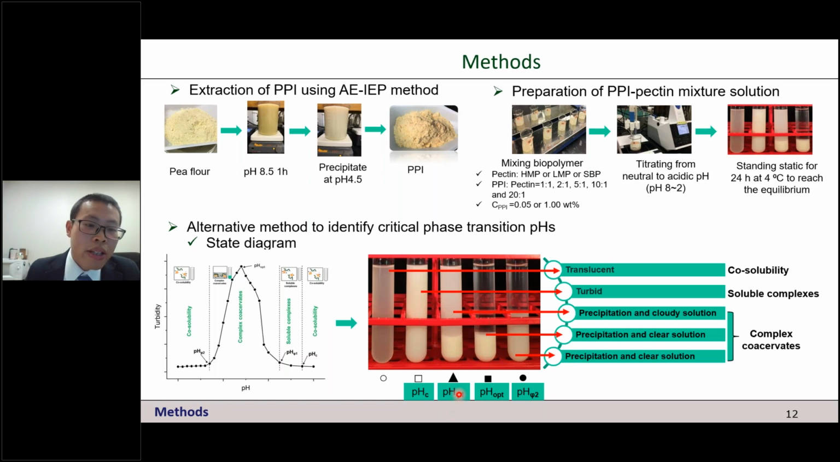The solid triangle, square, and circle represent precipitation with a cloudy or clear solution, representing formation of complex coacervates.